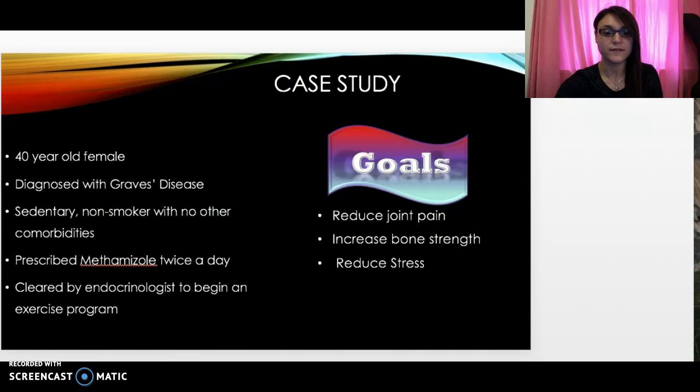Her goals consist of reduced joint pain, which is a symptom of her anti-thyroid medication, increased bone strength, because brittle bones can occur with Graves' disease, and then reduced stress, because stress can worsen Graves' disease.